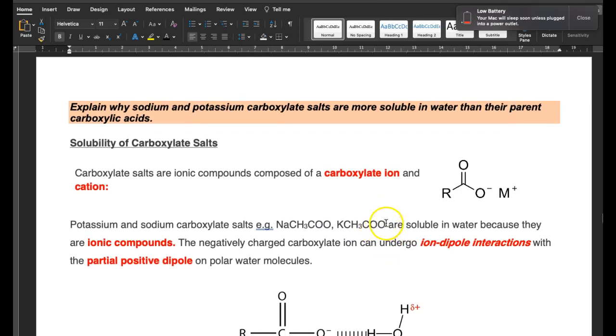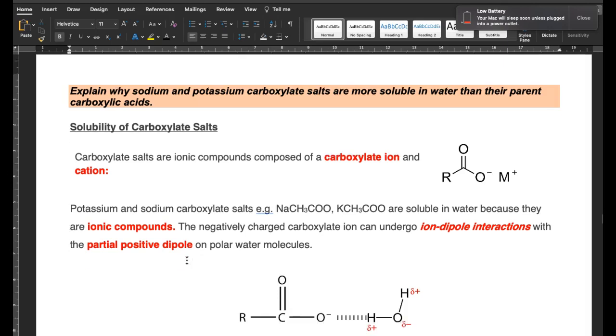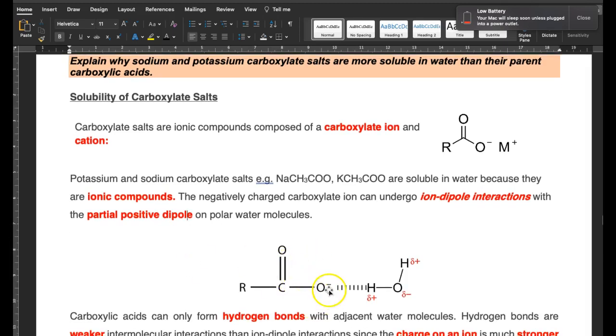Now, these are soluble in water because they're ionic compounds, and you should remember this from last year. If you have an ionic compound, you can undergo ion dipole interactions, which, remember, are the strongest secondary interaction. They are actually stronger than hydrogen bonding because the ion, a full charge, is interacting with a partial charge instead of 2 partial charges interacting with each other. So here's our full negative charge interacting with our partial positive charge, forming an ion dipole bond, which is quite strong.